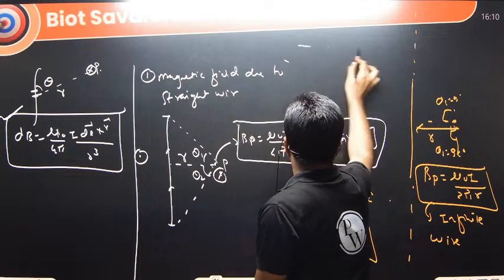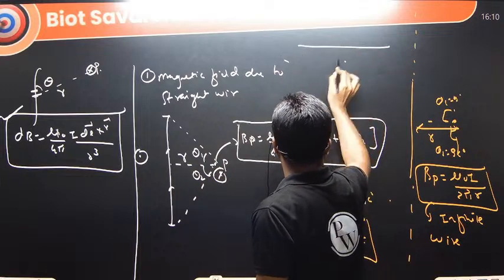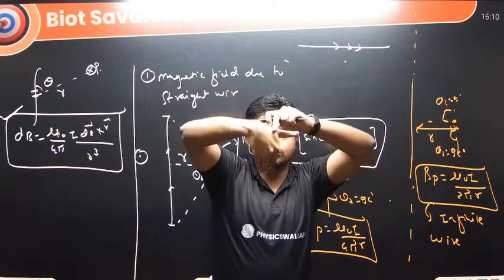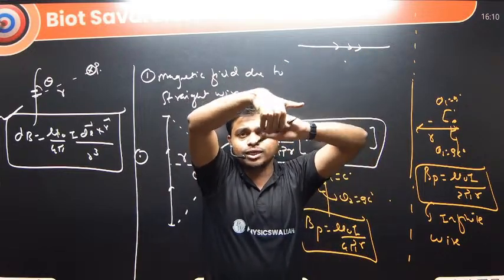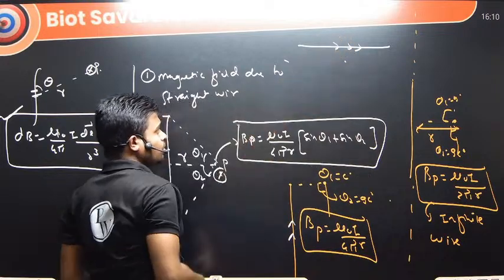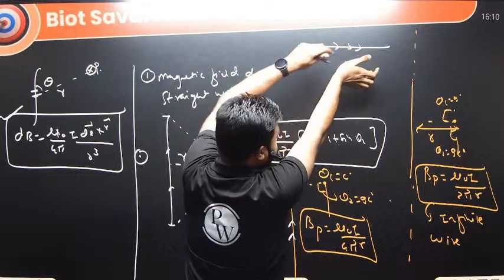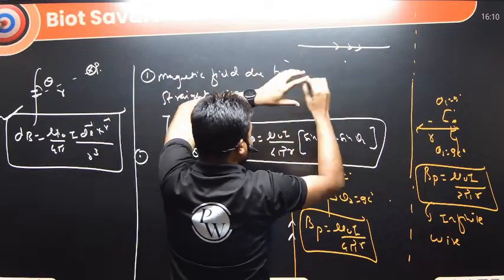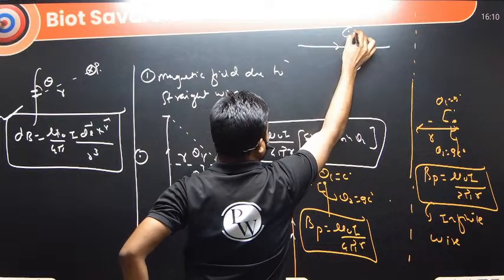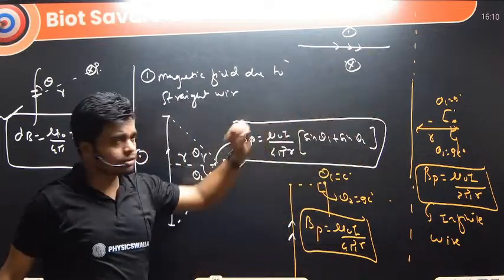If the wire is like this, and we want to calculate the magnetic field at this particular point, the current is flowing this way. So this is the direction of the current, and on the downward side we have to calculate the magnetic field. My fingers are going inside, so the direction of the magnetic field on this side will be inside, and on this side it will be outward. Outward means the dot symbol, and this one is the cross symbol.